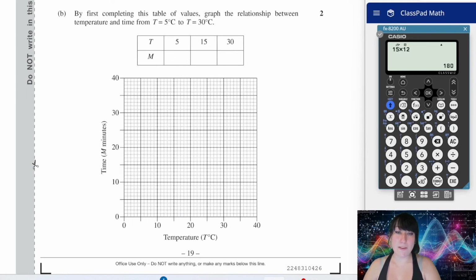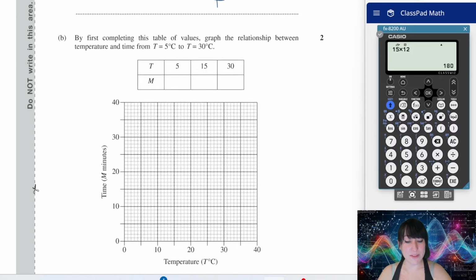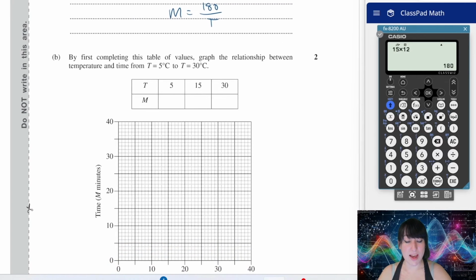Now part B, by first completing this table of values, graph the relationship between temperature and time from T equals 5 to T equals 30. So when T equals 5, we'll look at our equation, M equals 180 divided by T, and M will be 180 divided by 5, which is 36.